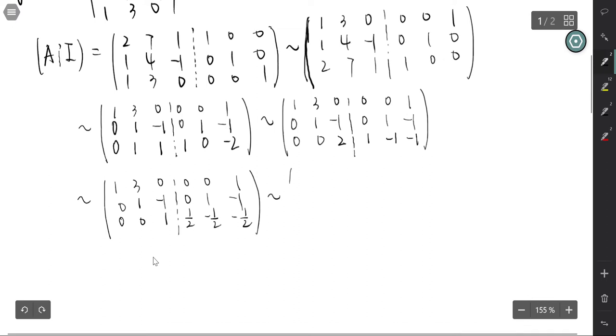And then the second row add the third row. That gives 0, 1, 0, 1/2, 1/2, -3/2. The third row is 0, 0, 1, 1/2, -1/2, -1/2.